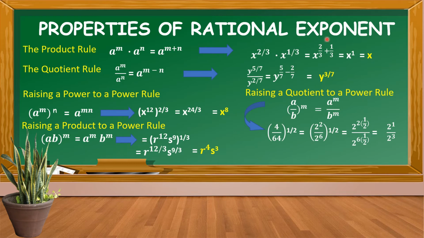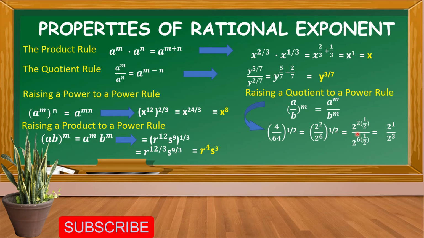We all know that 4 is equal to 2 squared, and 64 is 2 raised to the power of 6. Why 6? Because 2 times 2 is 4, times 2 is 8, times 2 is 16, times 2 is 32, times 2 is 64, raised to the power of 1/2.